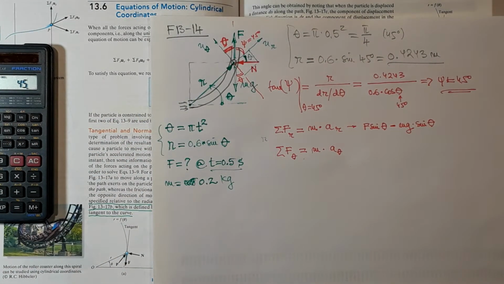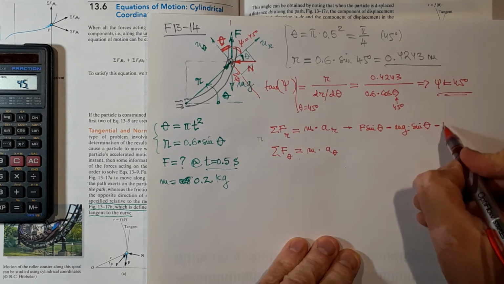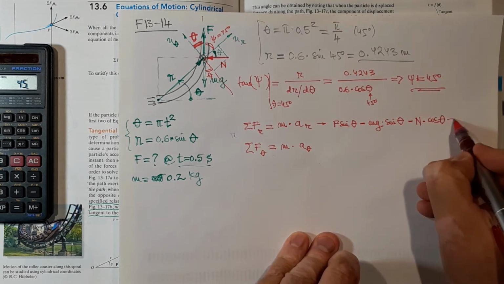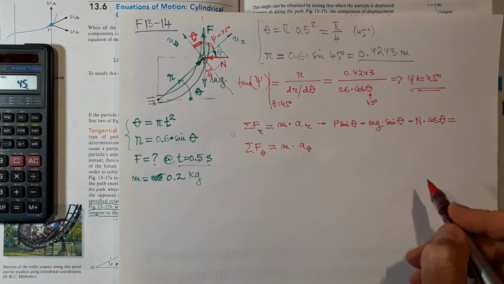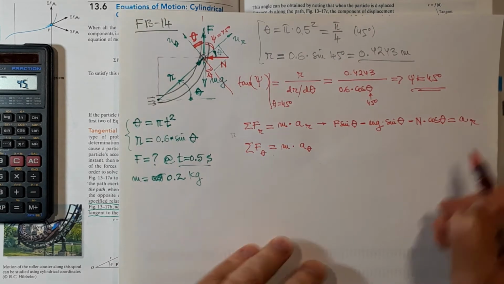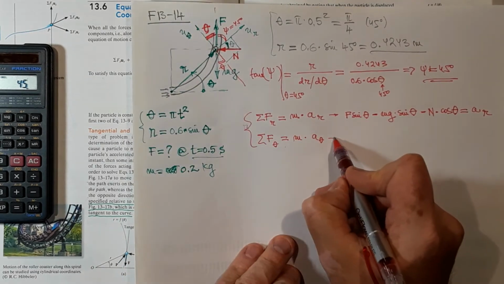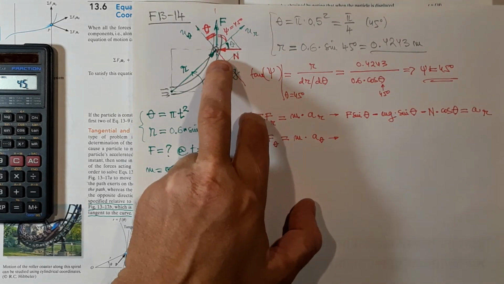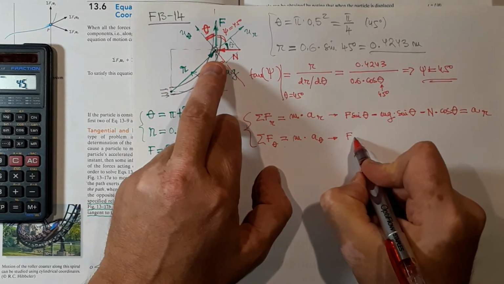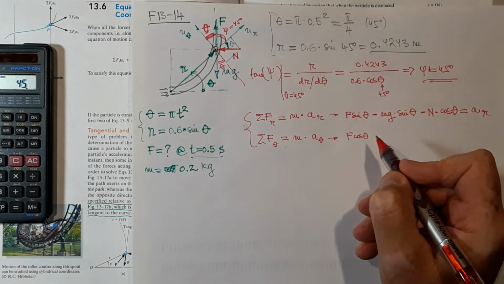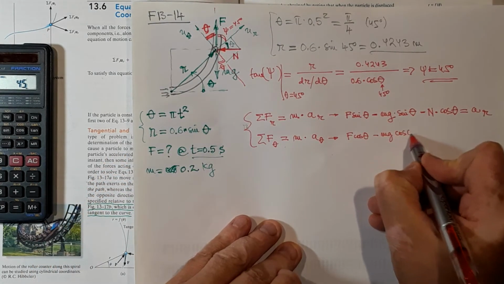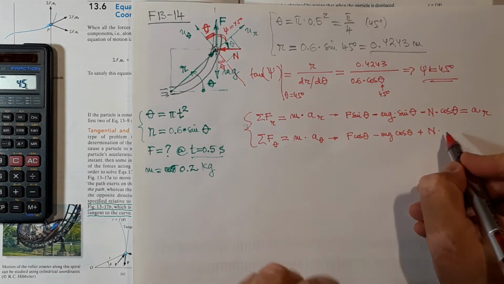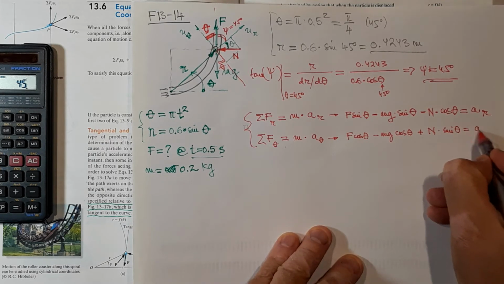Okay, so we have negative N times cosine theta, and this is equal to a_r, which we're going to calculate separately. For the theta direction, we have F cosine theta, and I have negative mg cosine theta, and then I have N projects with sine theta, but in the positive direction. This is acceleration in the direction of theta.